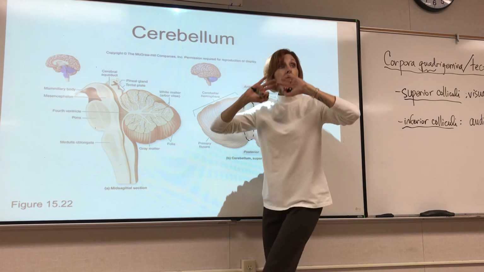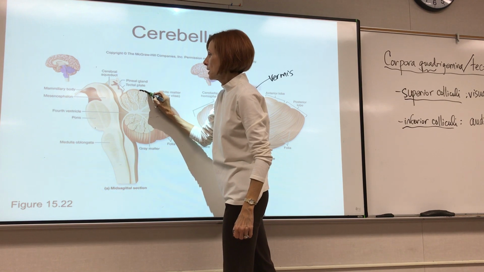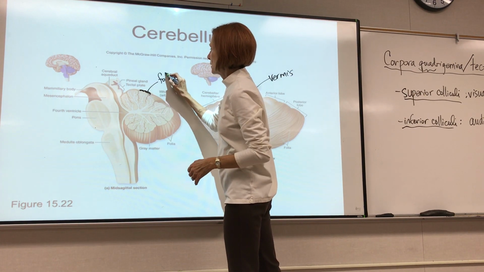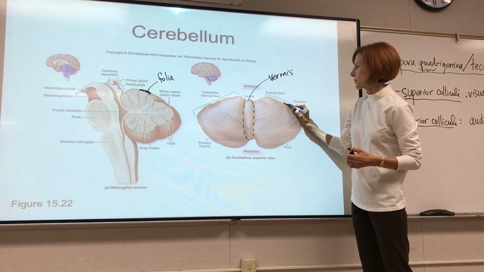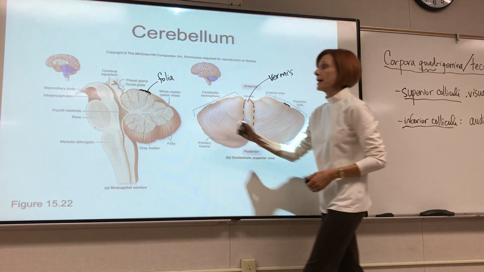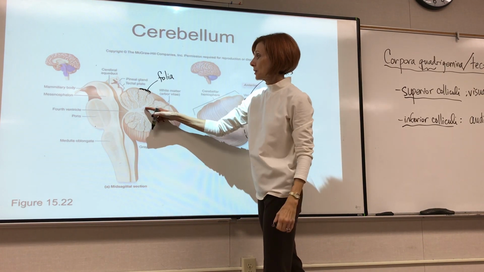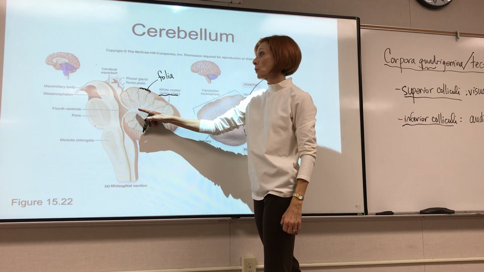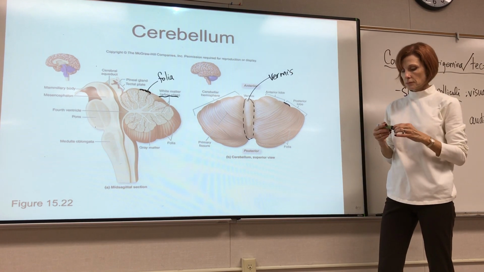To increase surface area of the cortex, there are these little folds. But these are not called gyri like in the cerebrum. These are called folia, like the foliage of a tree. Okay, so these little folds are the folia. And you can see here the white matter branches out, kind of does look like a tree. This is called the arbor vitae, which means tree of life. Okay, the white matter is the arbor vitae.